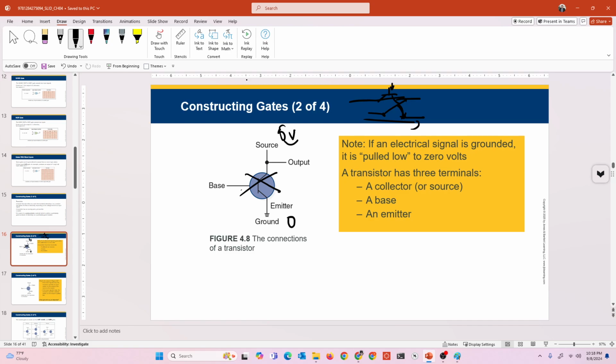What you want is for the base to either connect to the 0 or connect this thing here. If it connects the source to 0, you're going to end up with 0 volts here. That means you get a 0 as an output. Let's not confuse you too much. Let's do it again.